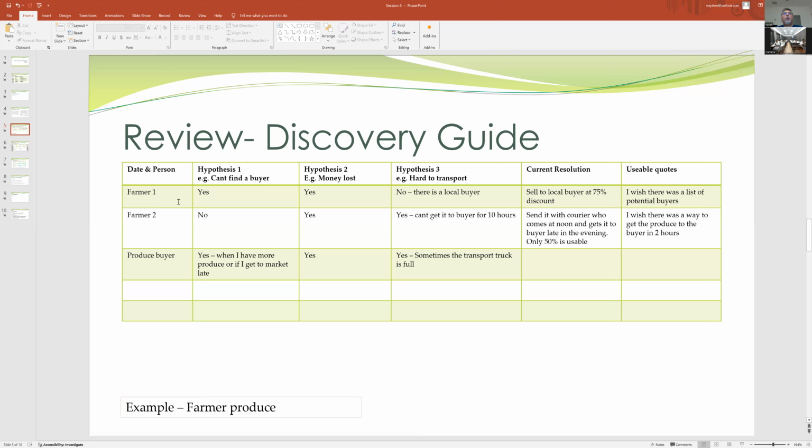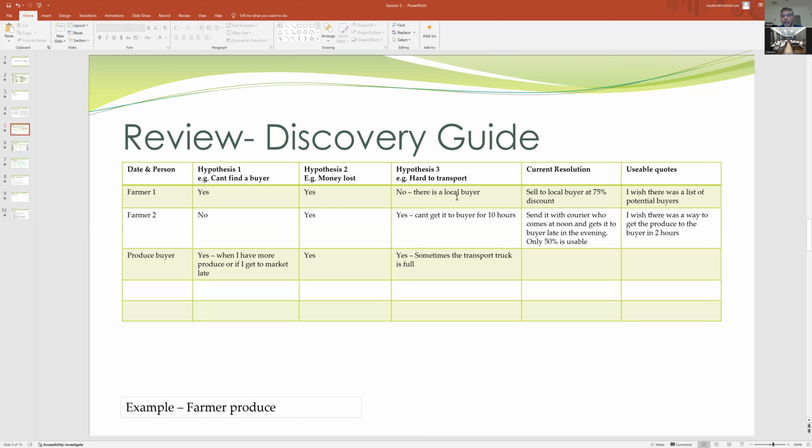So I talked to farmer one. Farmer one says, yes, I have a difficult time finding a buyer because I have to go to only one guy and he decides how much he wants to buy. Yes, I lose money because 30%, 40% of it is going to be lost. Do you have a transport problem? No, no. I just take it to the village, or they come and pick it up from me. So I don't have a transport problem.